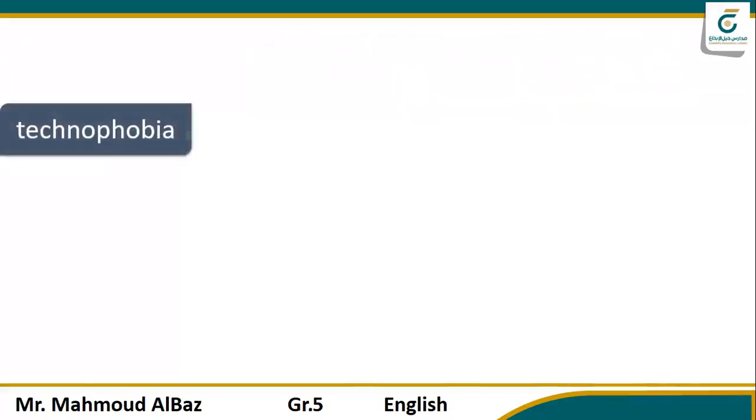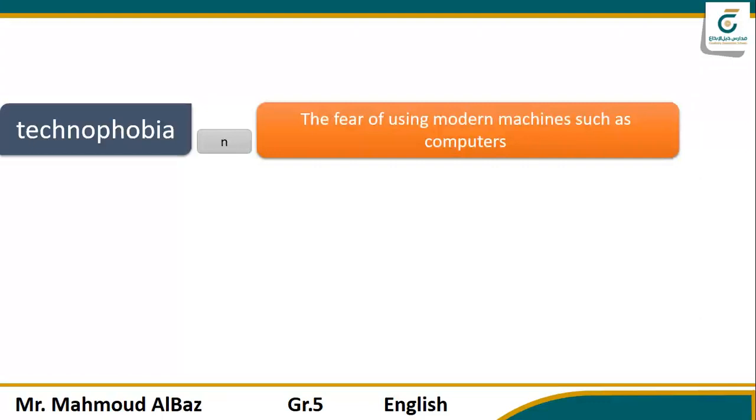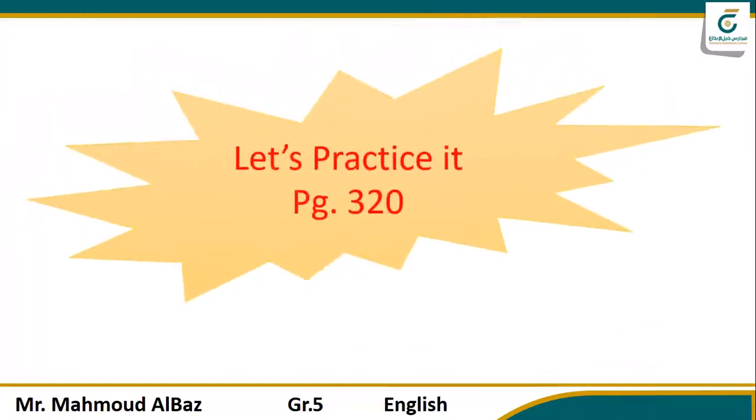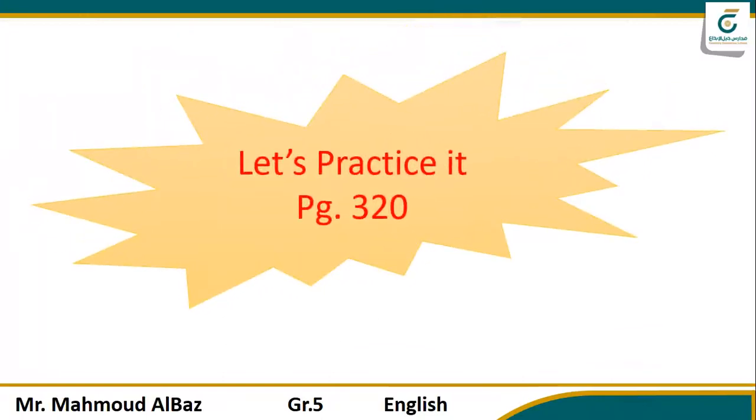Next word, and the last one, I think, technophobia. Phobia means fear again, and it means the fear of using modern machines such as computers. This is the last word, so let's get started to answer page 342. It's practice, guys. Oh, I didn't change page 342.